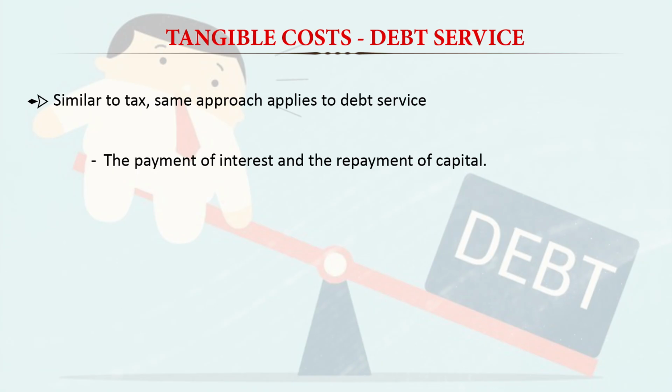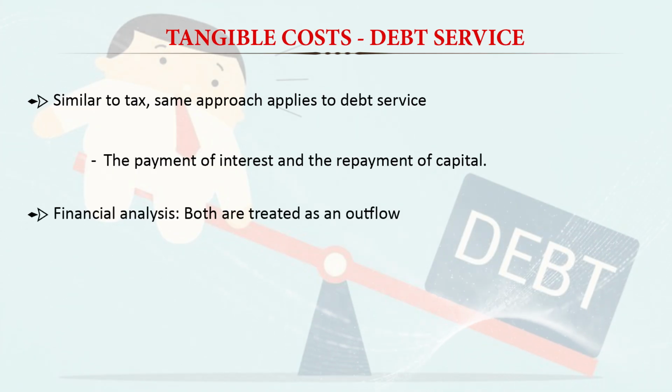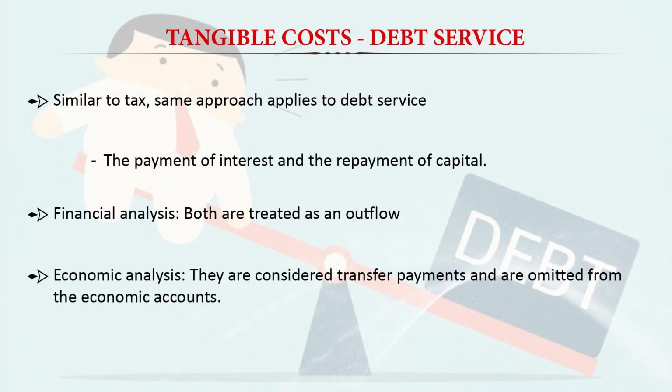The payment of interest and repayment of capital is also a transfer payment. So this debt service cost, the repayment or interest payment, should not be part of the economic analysis. They should be part of the financial analysis only. So in financial analysis, both the interest and the repayment of capital are treated as an outflow. So that's why they are included in the cost and benefit analysis.